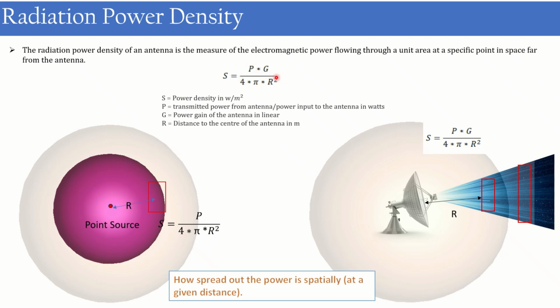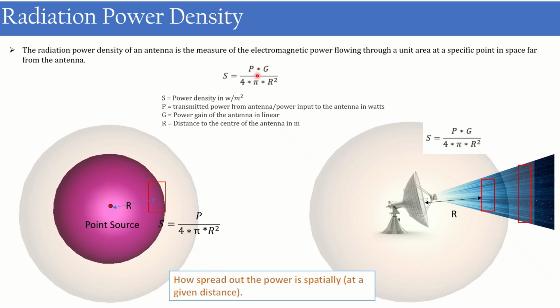We are considering the spherical coordinate system, so the area is 4 pi r square. R is the distance from the center of the sphere to the particular area we are considering. P is the power transmitted from the antenna, G is the gain of the antenna, and R is the distance. S is the radiation power density. From this equation itself, we can see that the unit of power density is watt per meter square.